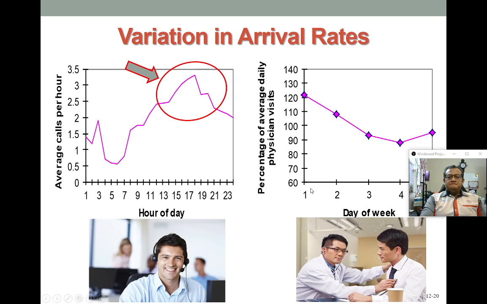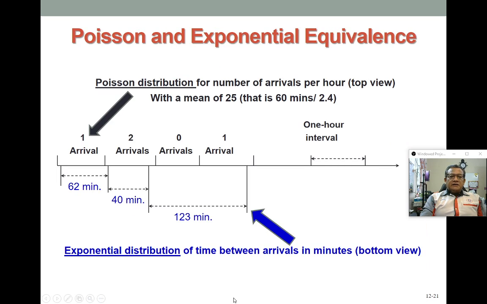Okay, now we compare the Poisson distribution and the exponential equivalence. If we take a look at this timeline, the Poisson distribution measures arrivals of customers within a 1 hour interval. At this interval, only one customer is coming. At this interval, two customers are coming. At this third interval, no customer is coming, and so on. This is more on Poisson distribution.